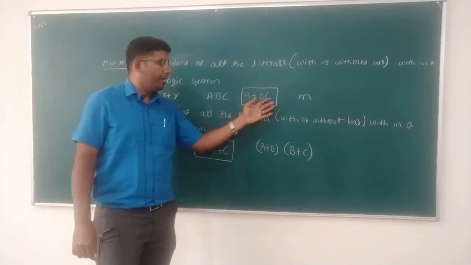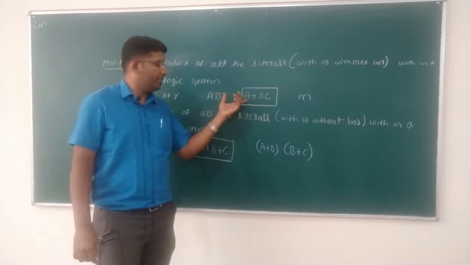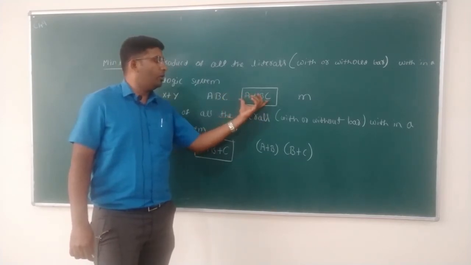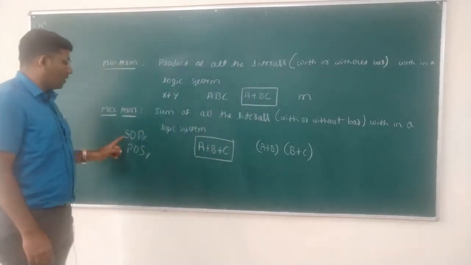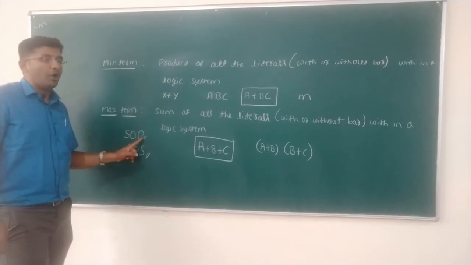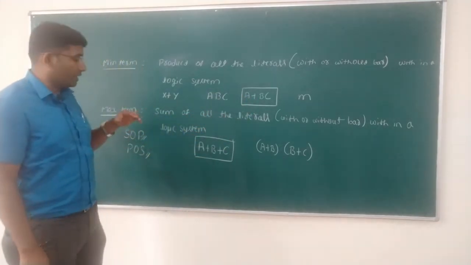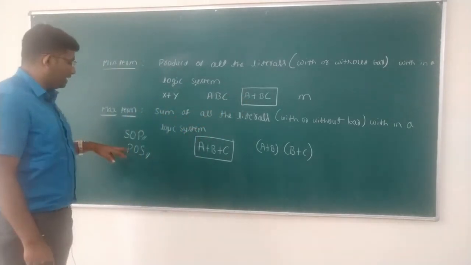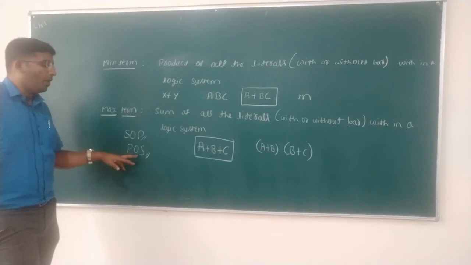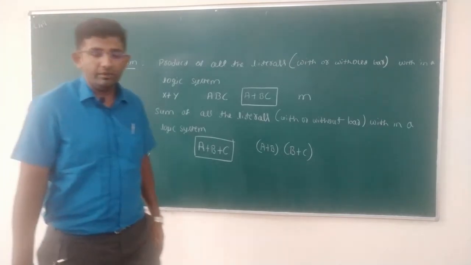BC will be multiplied, so it is a product, and A is a single variable, and both are added with the help of a plus sign. That's why we call it a sum of products: products are summed. That is another concept we are going to treat. Then we will use POS form, product of sums. I will explain that one.